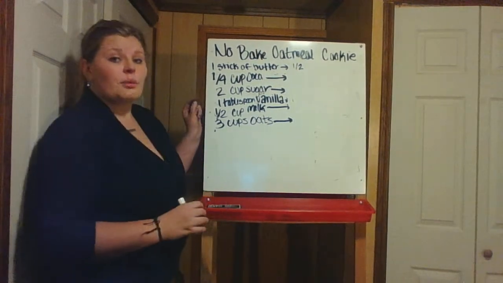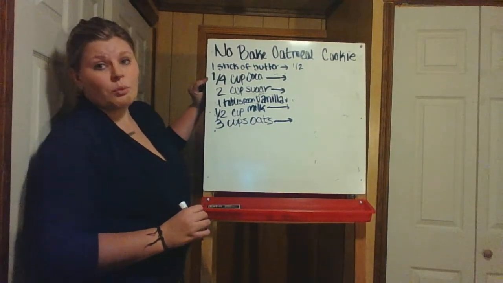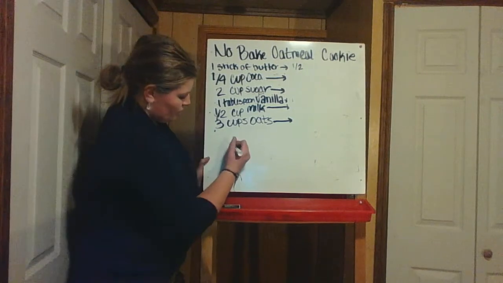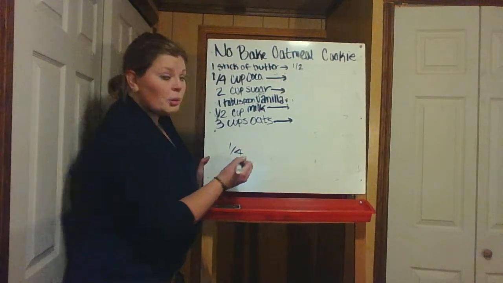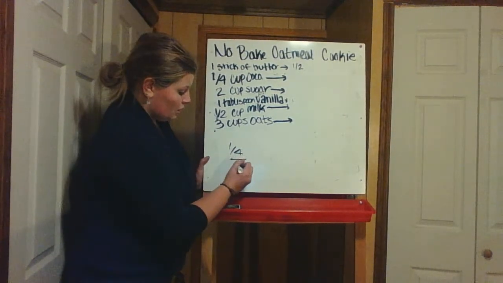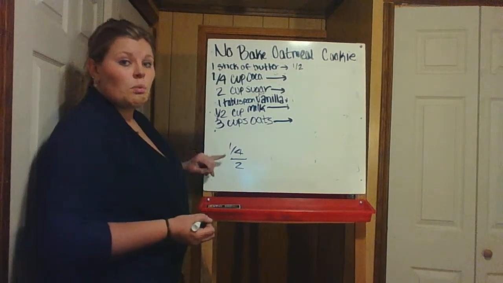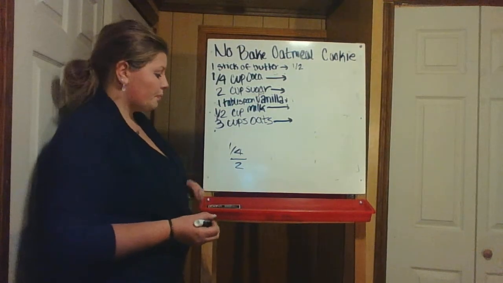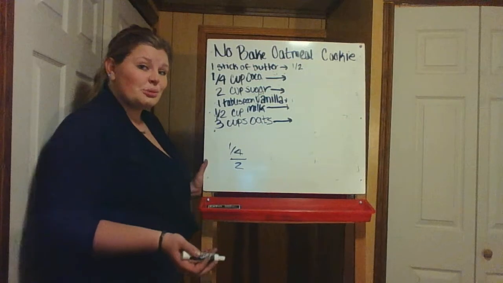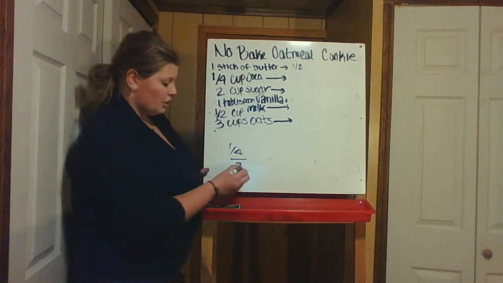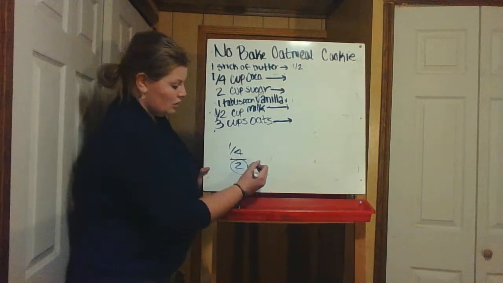The next problem that we're going to work on is going to be a little bit more tricky. We're going to do the 1/4 cup of cocoa. And we're dividing it by 2, so it's going to look like this: 1/4 cup over 2. And so what should we do next? We should probably turn this number into a fraction.